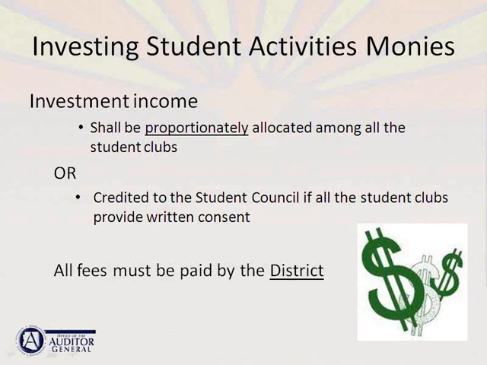One last note on student activities bank accounts before we conclude the cash receipts process and move on to any questions you have before Amanda covers the cash disbursement process. If feasible, monies in the student activities bank account should earn interest, and the interest should be proportionately allocated among all student clubs, or if approved by the clubs, it can be credited to the student council. Student club approval should be provided through written consent.